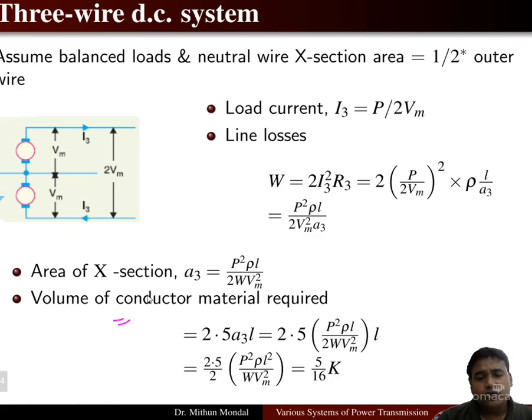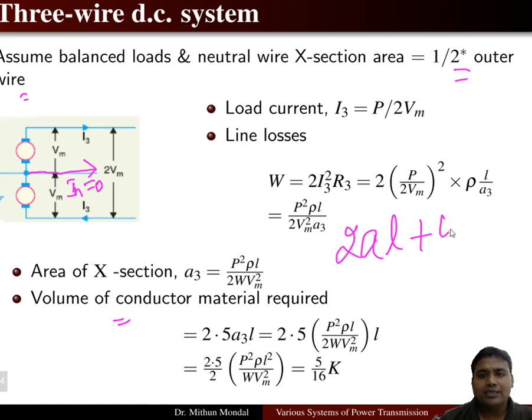So in order to get the volume of the conductor material, we know that volume is area into length, but now make a special note that this neutral wire is not carrying any current, In is 0, but it is having some volume, and we have assumed that it is half of the outer wire. So this is 2 times area into length plus 0.5 area into length, correct? Because the neutral wire is 1/2 of the outer wire, and 2 area into length will be the outer wire.